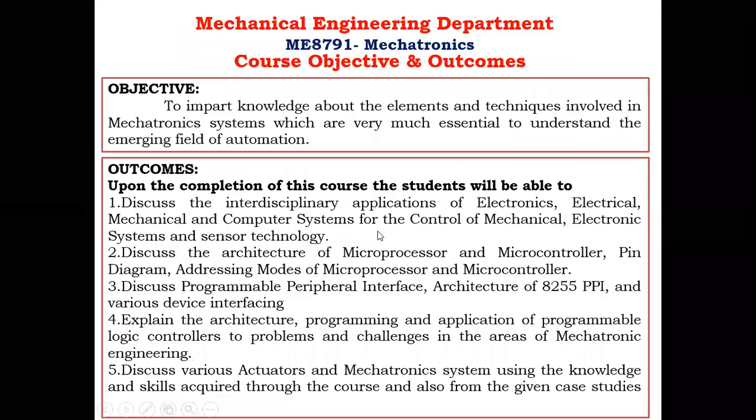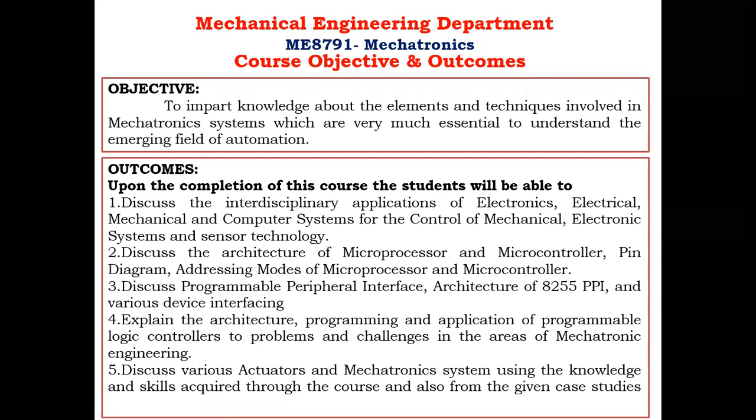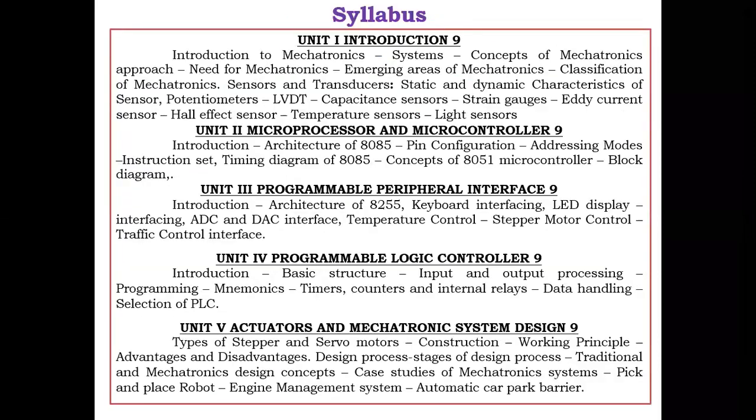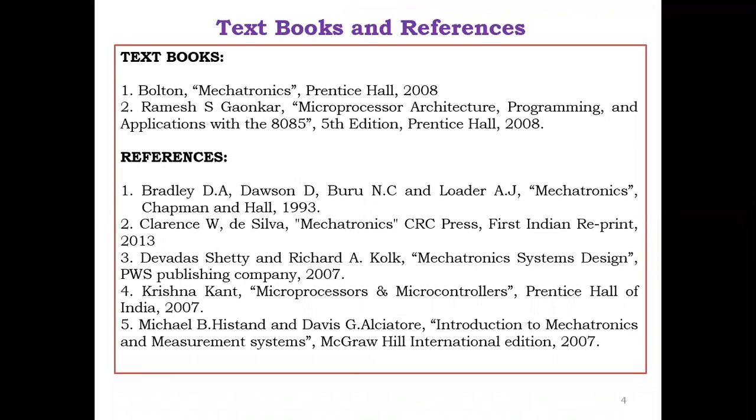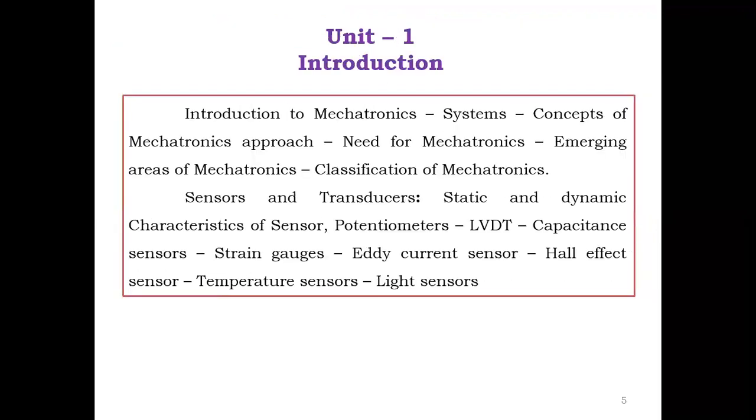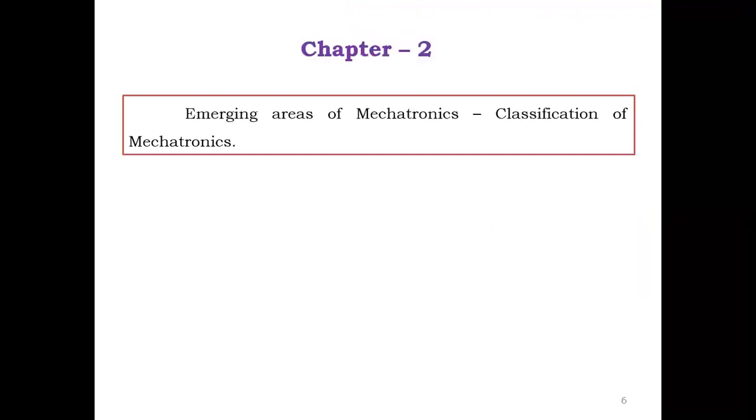So, this is the course objective and outcome of Mechatronics. This is the syllabus. Now today we are going to see about unit 1, chapter 2, that is the textbook reference.